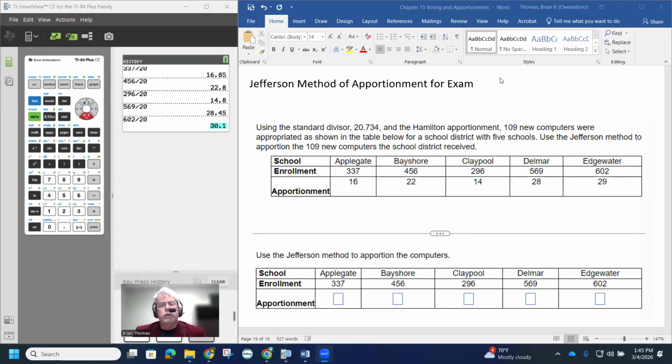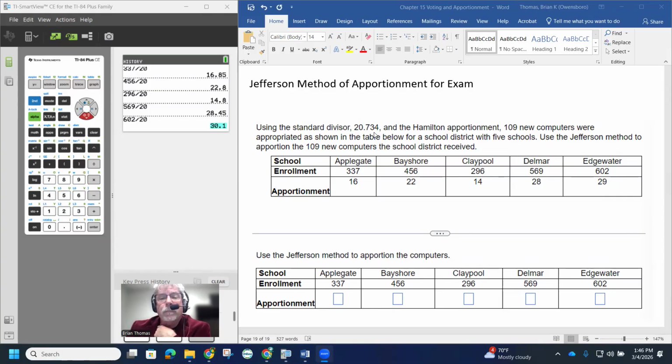So using the standard divisor of 20.734 and the Hamilton apportionment, 109 new computers were apportioned as shown in the table below for a school district with 5 schools. Use the Jefferson method to apportion the 109 new computers the school district received. So instead of using the Hamilton method, they want us to use the Jefferson method. Now, with the Jefferson method, we also use this standard divisor, but usually we modify it.